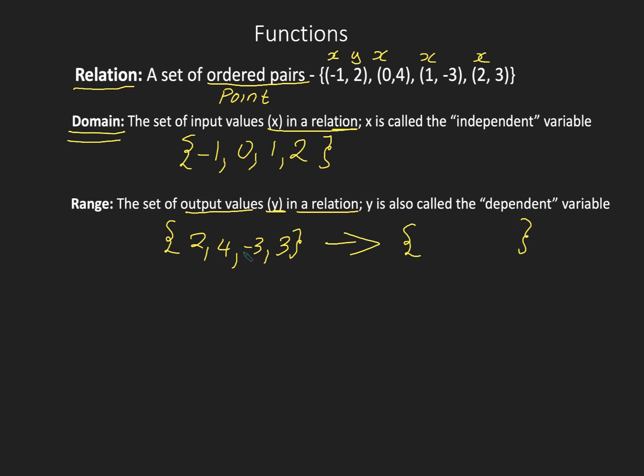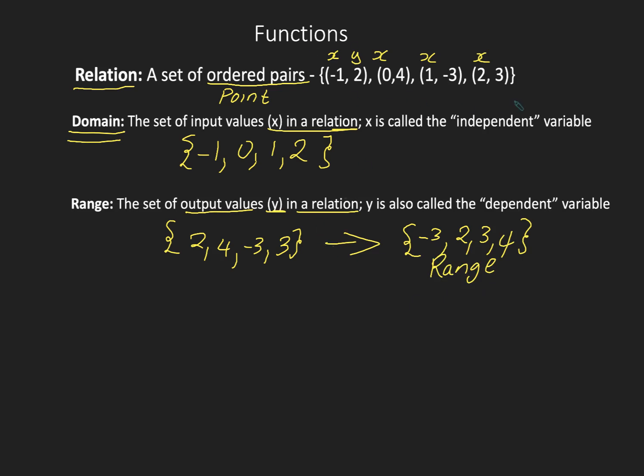I do this because when I taught this last week, the students were struggling to put them in numerical order by just looking. So I find just writing them out as you see them in the relation, and then writing them in numerical order makes it a little bit easier. So here the smallest number is -3, followed by 2, then 3, and then 4. So this is my range. And always remember, the range is the dependent variable.